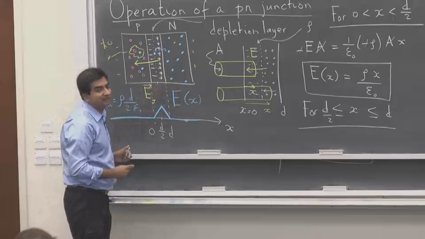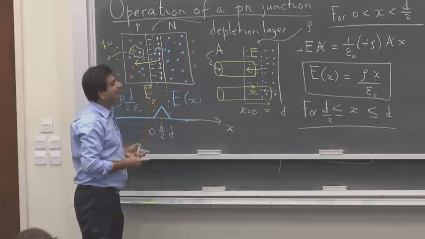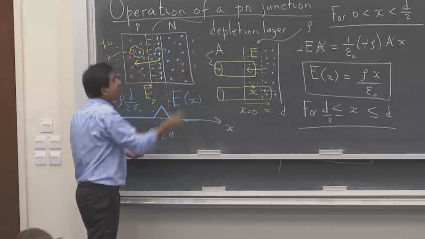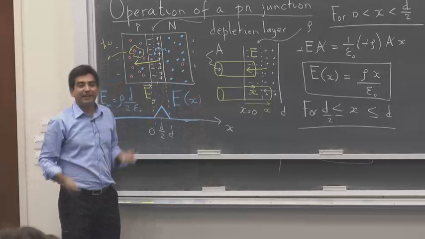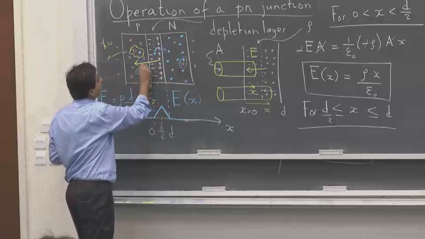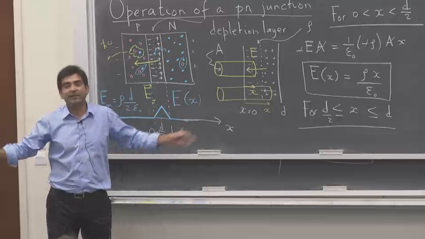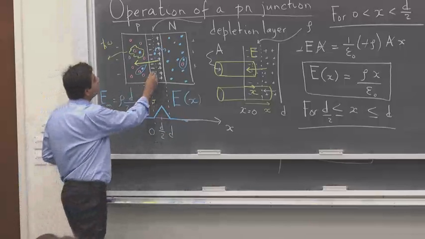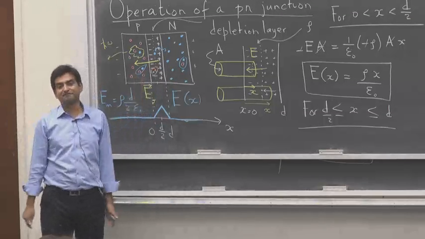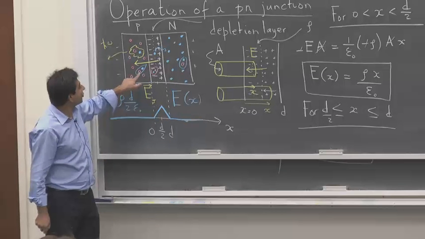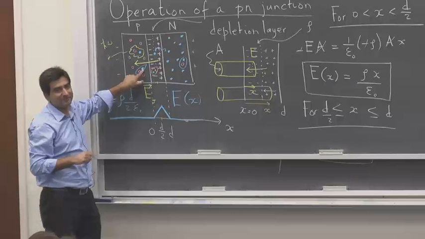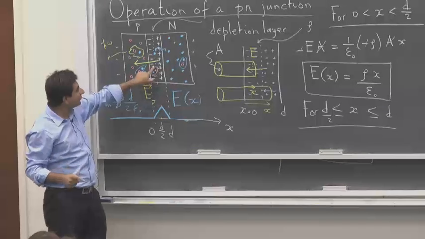Here, likewise, a hole can appear in this region because an electron has been thermally generated. Thermally assisted electron-hole generation can take place here, and it can take place here. And it only depends upon temperature. In this region, electrons and holes can also be created by thermal generation. So suppose that this electron, which is a minority inside this p-type region, which has been created thermally, wanders off into this region.